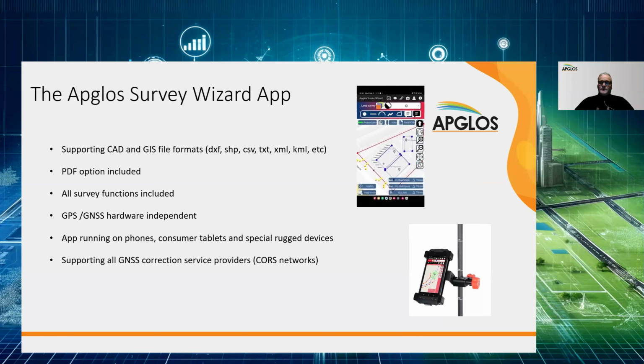As I told before, the app is an iOS or Android-based app, so you can run it on your phone or a consumer tablet. I have a consumer tablet, but any tablet will do, as long as it's Android or iOS, and even the special rugged devices. Within the app, once you make a connection, you can fill in your own NTRIP data, and it will support all GNSS correction service providers, our CORS network.